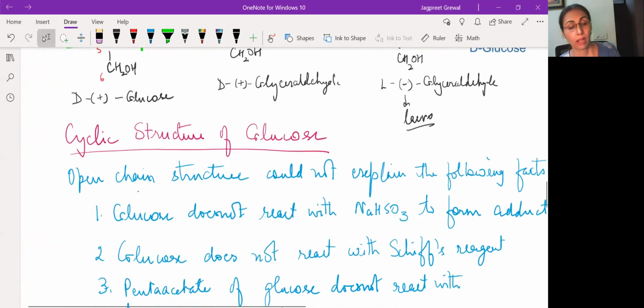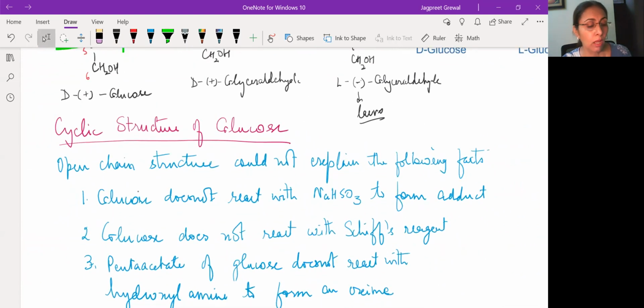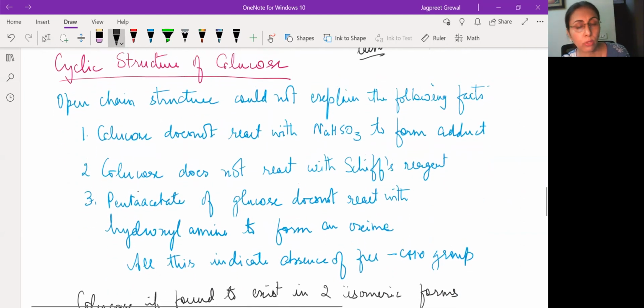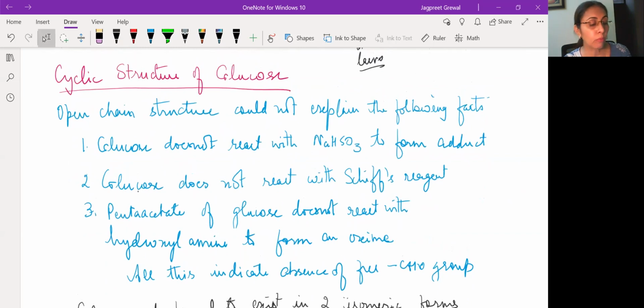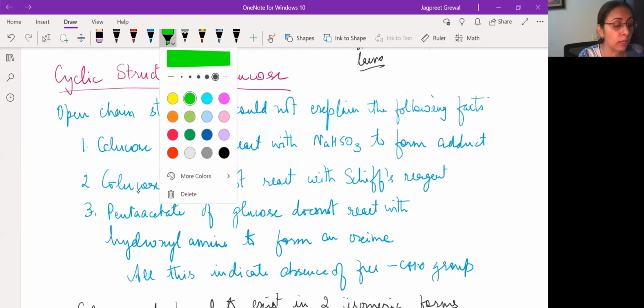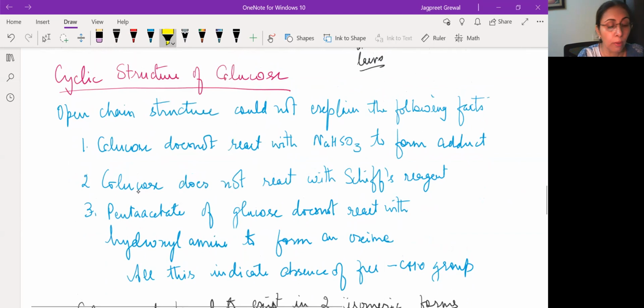Next, this structure was found to be not exactly correct. Why? Because the open chain structure could not explain the following facts. In fact, there were more facts, so I've written them according to the NCERT. Number one, glucose does not react with NaHSO3. Whereas aldehyde groups generally react with NaHSO3 to form the bisulfite adduct. This doesn't happen in glucose, although it has an aldehyde group.